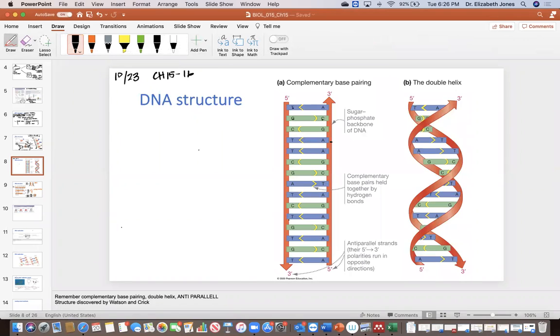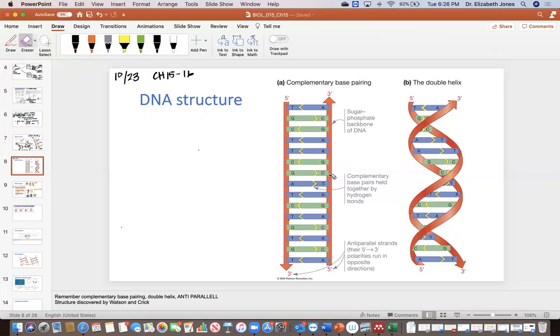Okay, so when I left you at the end of the part 1 video, this was the slide we were on, and I just want to recap really quickly what's on this slide, because if you understand this, it's going to help you to understand how DNA is replicated.